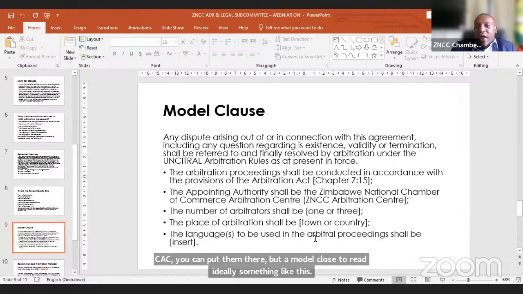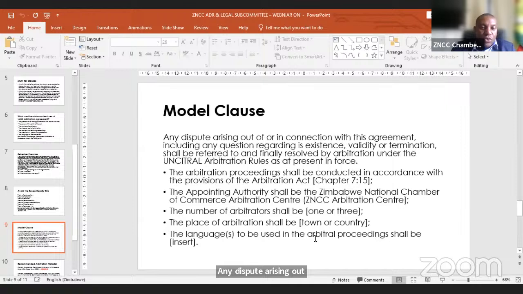Any dispute arising out of or in connection with this agreement, including any question regarding its existence, validity, or termination, shall be referred to and finally resolved by arbitration under the ancestral arbitration rules at present in force. So number 1 here, what we see is that for you to refer a matter to arbitration, there has to be a dispute. You cannot refer a matter to arbitration if there is no dispute. So here we see that if there is any dispute which arises from any of these things, you can even expand that, the dispute will be referred to arbitration.